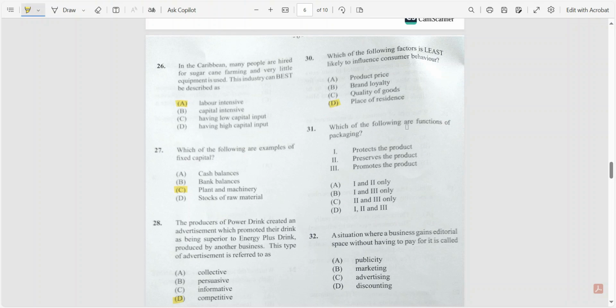Which of the following are functions of packaging? Protects the product, preserves the product, or promotes the product? All of those are functions of packaging.